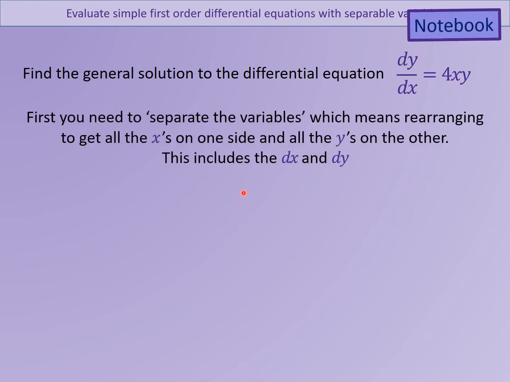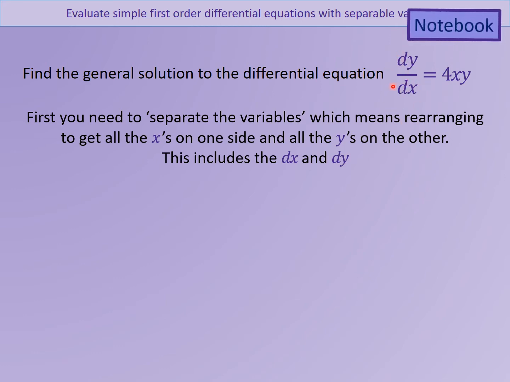And the new technique is what we call separating the variables. This differential equation is called a separable equation. It means we should be able to separate out the x parts and the y parts. And when I'm talking about separating them out, I'm including the dx and the dy. So those two can be separated out as well.